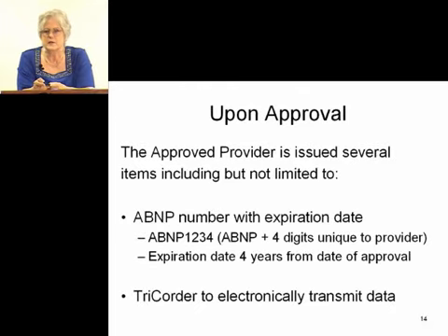Upon approval, I want to go ahead and tell you this so that it'll make a little bit more sense as we go through the policies. The approved provider is issued several items, one of which is the ABNP number with an expiration date. The ABNP number has those 4 letters plus 4 digits that are unique to each provider. That's the way you're identified. The expiration date will be 4 years from the date of approval. You will also be loaned a tricorder to electronically transmit data, as well as the DVD to load the software to enable that to occur, and some directions.